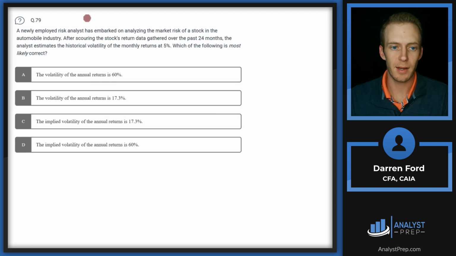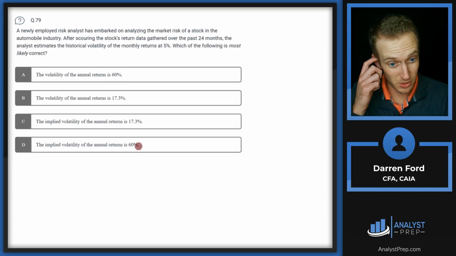Answer B. Question 79. A newly employed risk analyst has embarked on analyzing the market risk of a stock in the automobile industry. After scouring the stock's return data gathered over the past 24 months, the analyst estimates the historical volatility of the monthly returns at 5%. Which of the following is most likely correct? A, the volatility of the annual returns is 60%. B, the volatility of the annual returns is 17%. C, the implied volatility of the annual returns is 17.3%, or D, the implied volatility of the annual returns is 60%.